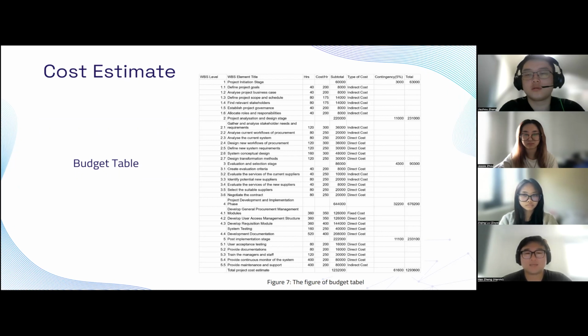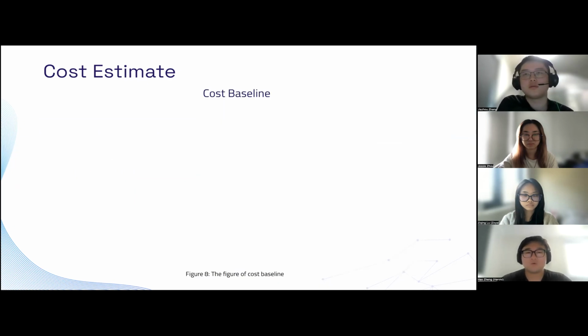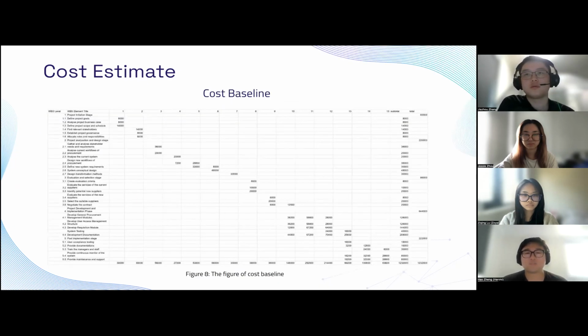Then subtotal is the multiplication of hours and the hourly rate. The type of cost column provides insight into our main expense categories like labor or materials. We've also included a contingency of 5% for unexpected events. And the total sums up the cost. The result is $1,293,600. So now let's have a look at the cost baseline.